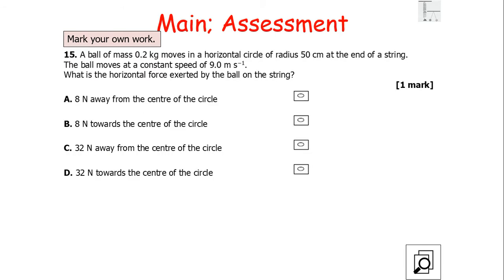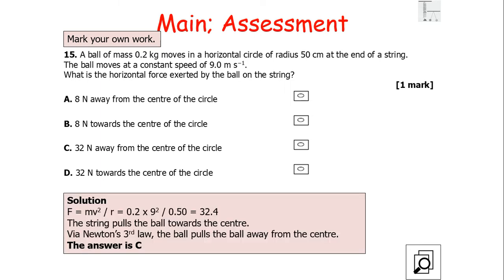Question 15. A ball of mass 0.2 kilograms moves in a horizontal circle of radius 50 centimeters at the end of a string. The ball moves at a constant speed of 9 meters per second. What's the horizontal force exerted by the ball on the string? When we look at this example, it's going towards the center of the circle, because it's the horizontal force which is acting as the centripetal force.